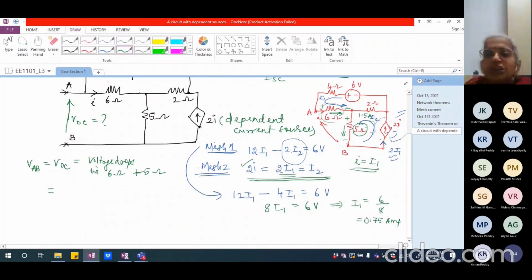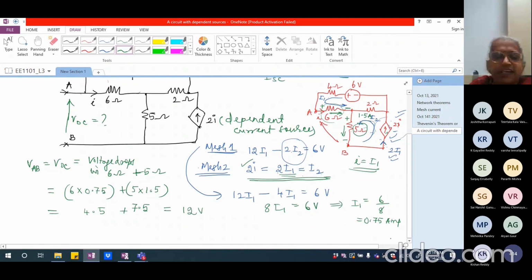Voltage drop in 6 ohm is how much? That is essentially 6 multiplied by 0.75. And voltage drop in 5 ohm is 5 multiplied by 1.5, because that is 1.5 ampere. So I'm going to have 4.5 volts plus, how much is this? 7.5. So 4.5 plus 7.5, which is 12 volts. So my VTH is going to be 12 volts.